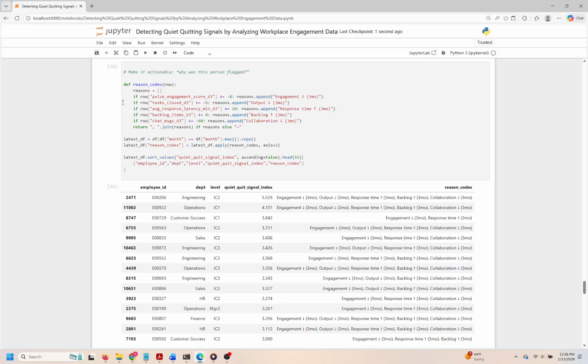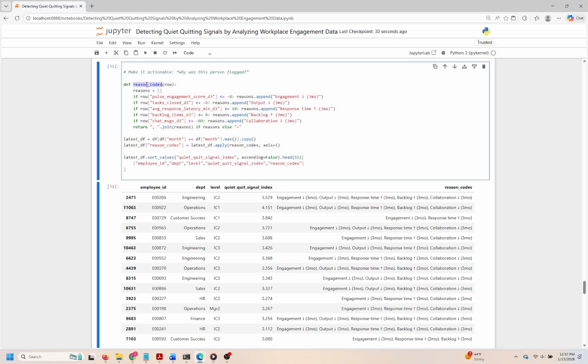Cell 13. In this code cell, we're focusing on identifying specific reasons why employees may have been flagged based on their engagement and performance metrics. This process is crucial for managers and HR professionals to address potential issues before they escalate, thereby fostering a healthier workplace environment. The function defined here is called reason codes, which takes a single row of data as input.